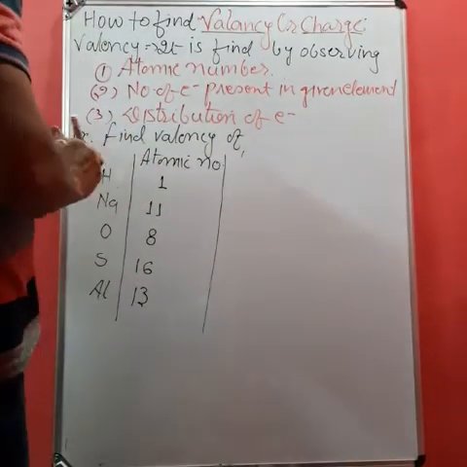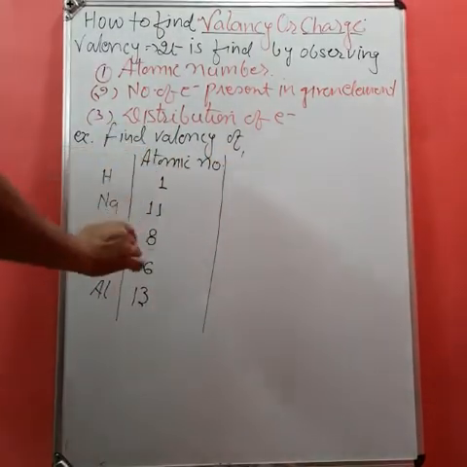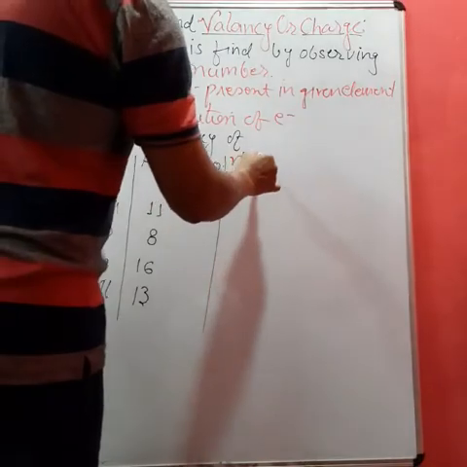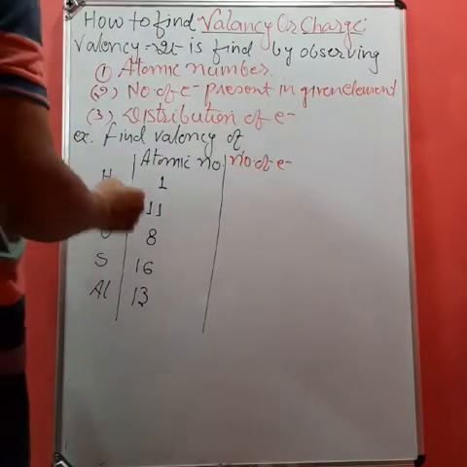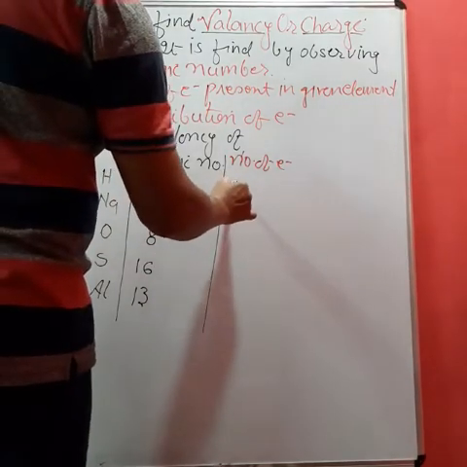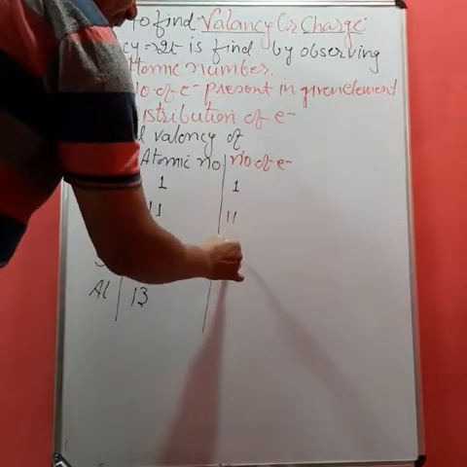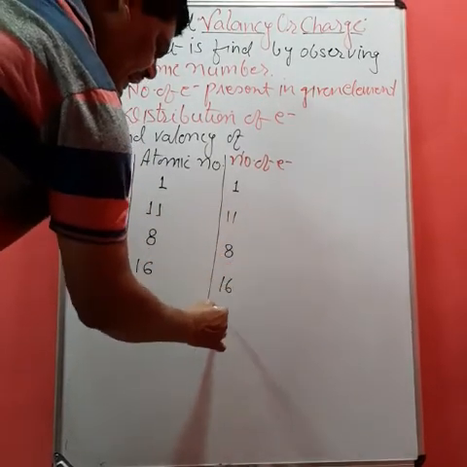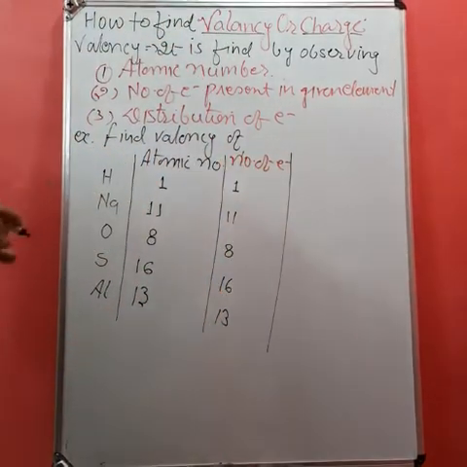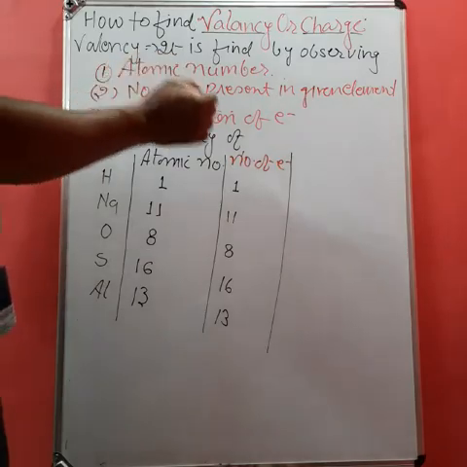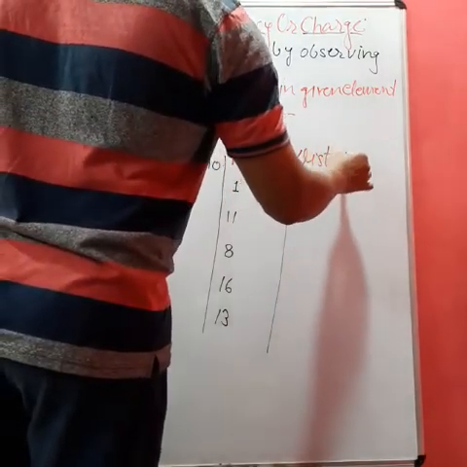Now what to do? We have to write its number of electrons, which is equal to the atomic number. So if the atom is neutral, then the number of electrons is equal to its atomic number, that is 1, 11, 8, 16 and 13. Student, I randomly picked these elements. Okay, now how to distribute it? Distribution of electrons.